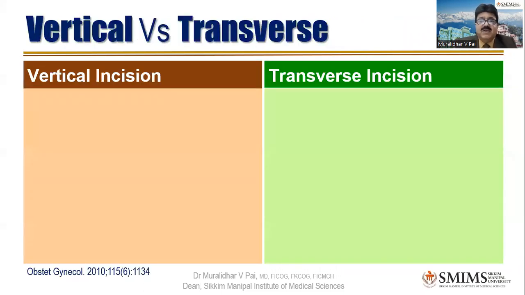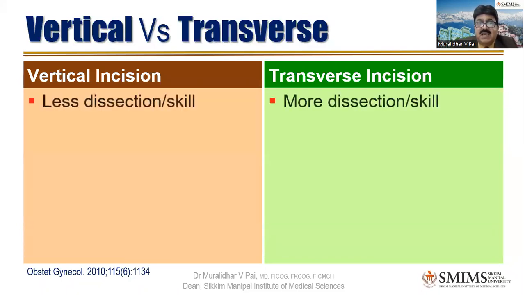Now let us look at the advantages and disadvantages of vertical versus transverse. This is very, very obvious. This is basic undergraduate. In a vertical incision, obviously you need less dissection and that's why less skill is required. You just put a midline incision, and you don't come across many structures. Whereas in a transverse incision, after the subcutaneous tissue, you have to incise the rectus sheath. You have to separate the rectus sheath from the rectus muscle first, and then you have to separate the rectus belly, and all those dissections are more.